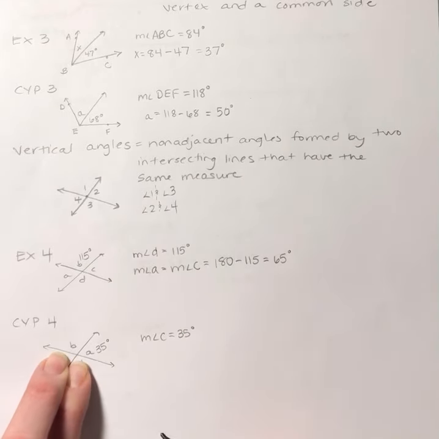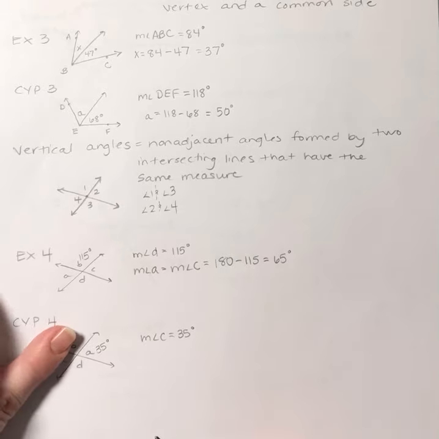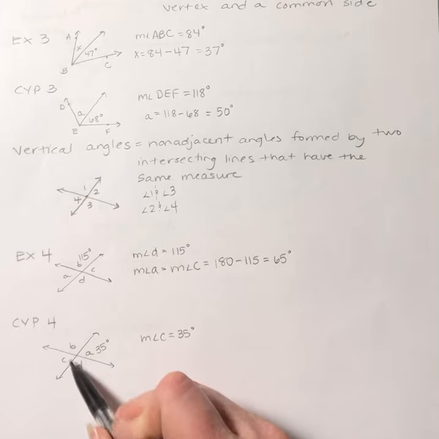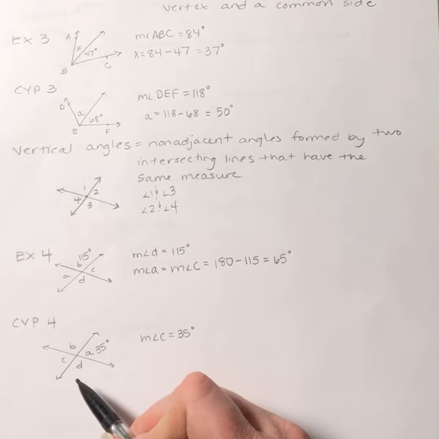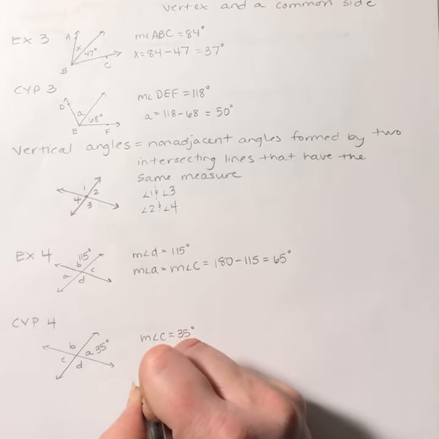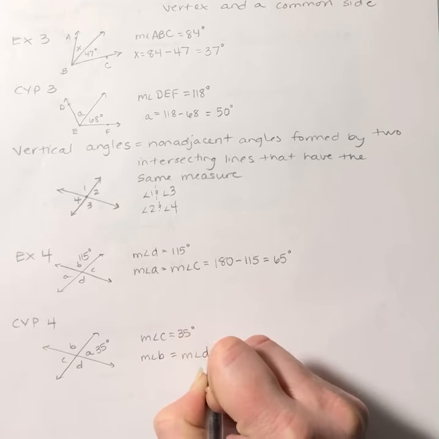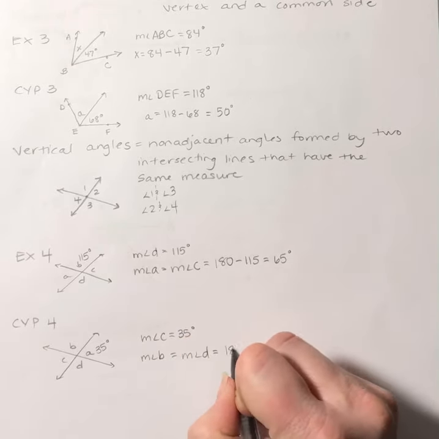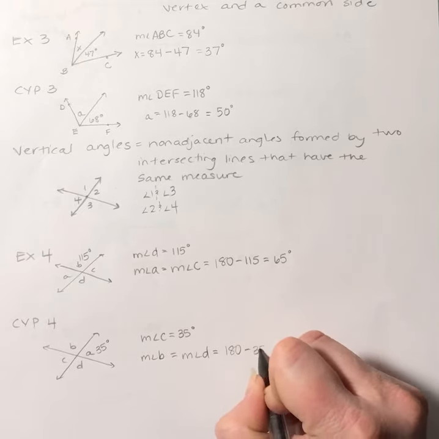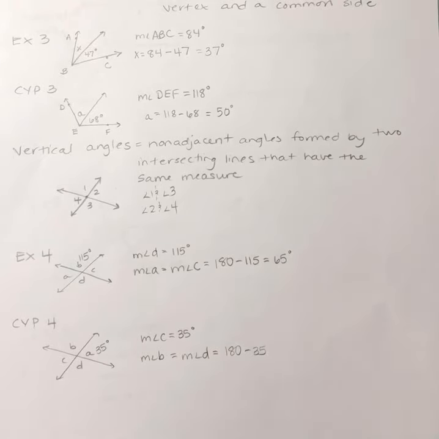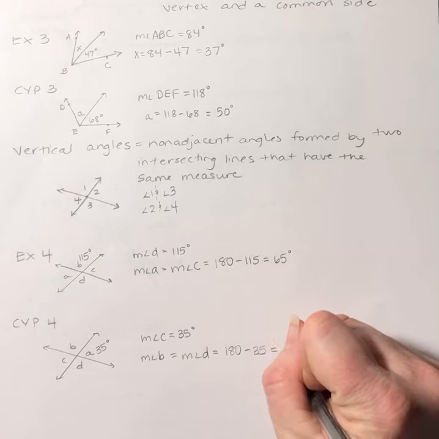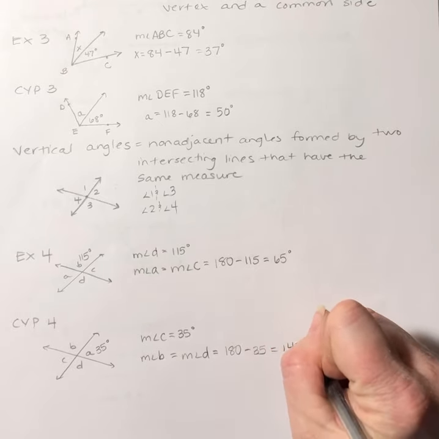A and B, or A and D, whichever way you want to look at it, are supplementary. And B and D are going to be the same because they are vertical angles. So the measure of angle B and the measure of angle D are going to be the same, and it's going to be 180 minus 35, which is going to give us 145 degrees.